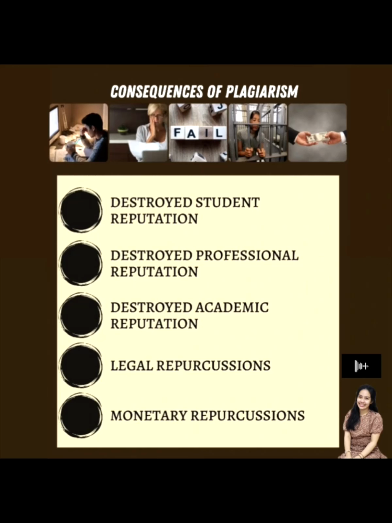Consequences of plagiarism include: the first one is destroyed student reputation. Allegations of plagiarism might result in student suspension or expulsion. Their academic record may indicate the ethics violation, and the student may be denied admission to college from high school or another institution. Plagiarism is taken very seriously at schools, colleges, and universities.